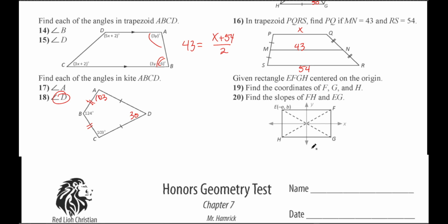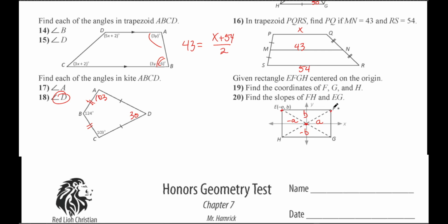What's up with this? Remember this one? Find the coordinates of F, G, and H. So this is negative A, B. So what is this right here? That's 0, 0, right? So how far over do you go? You go over A. The distance of that is A, or negative A. So what is it from here to here? If it's a rectangle, it's the same thing. That's positive A. What about up and down? Remember, this point right here is negative A, positive B. So that's positive B up here, and down here is negative B.